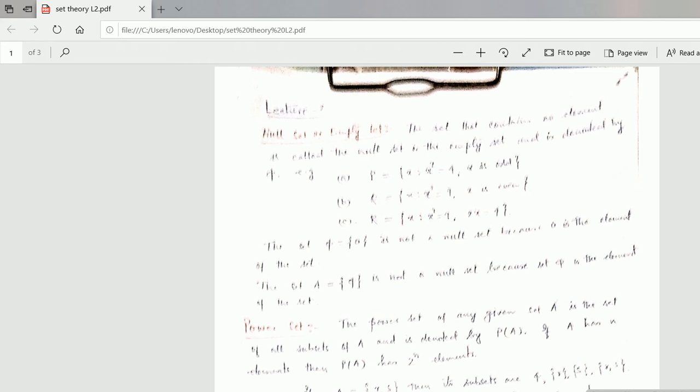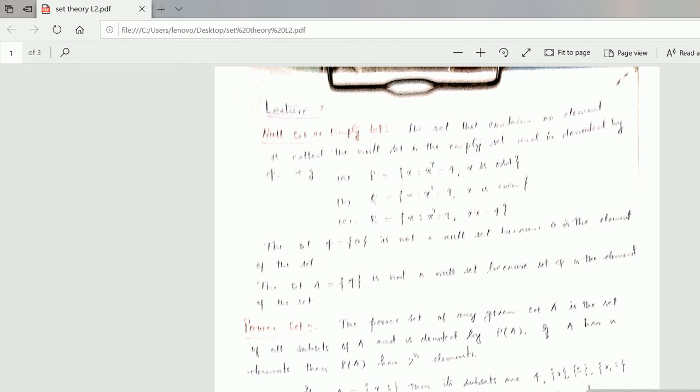Dear students, in the last lecture we studied set theory, different types of sets and some definitions. In this chapter we will continue the same topic with some extra things, and we'll start with the null set, or empty set.